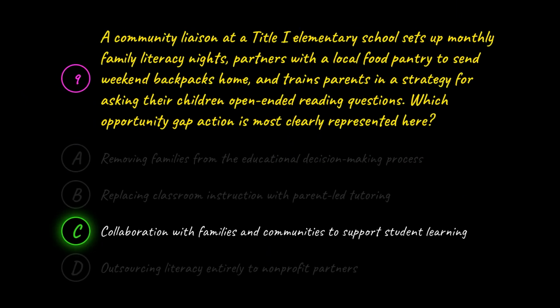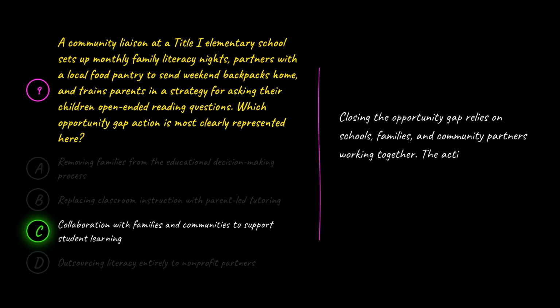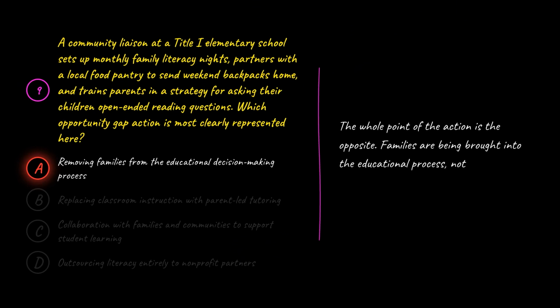The correct answer is C. Collaboration with families and communities to support student learning. C is correct because closing the opportunity gap relies on schools, families, and community partners working together. The activities described, including family literacy nights, food access, and parent training, are exactly the partnership pattern the strategy calls for. A is wrong because the whole point of the action is the opposite. Families are being brought into the educational process, not pushed out of it.